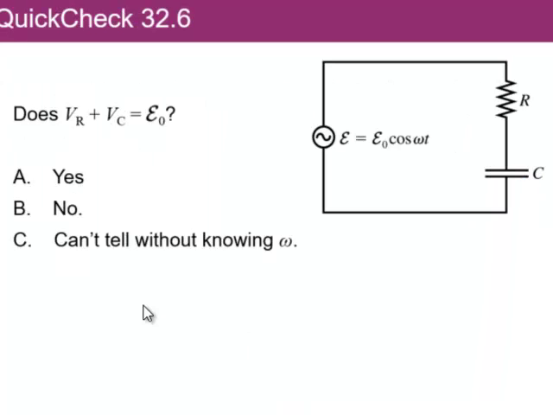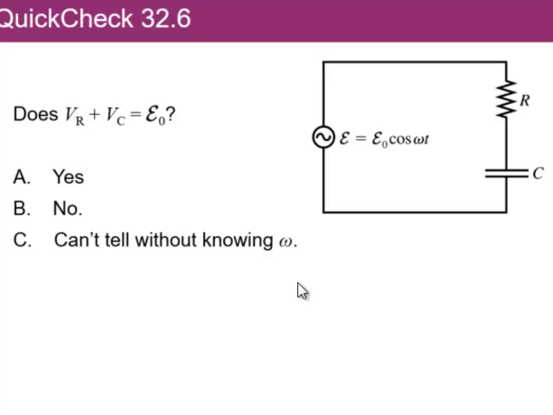All right, so in this circuit, is it true that the peak voltage VR plus the peak voltage of the capacitor is equal to the peak voltage E naught? Yes, no, or you can't tell without knowing omega. So think about that for a second.